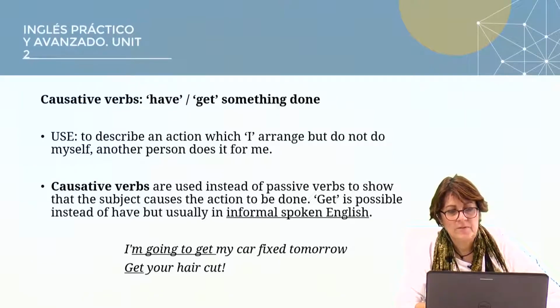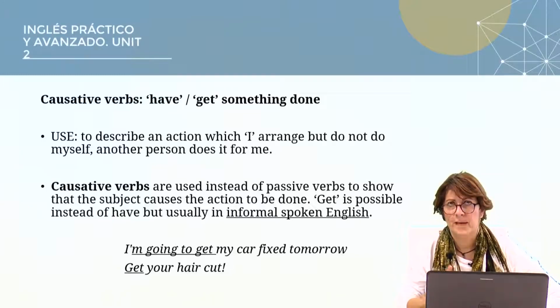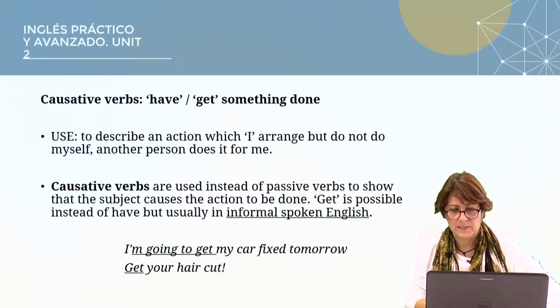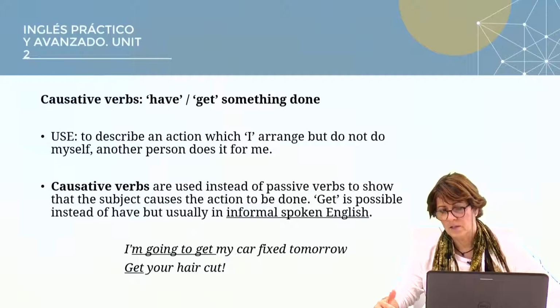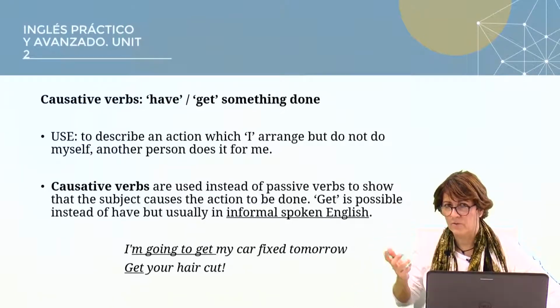The causative verb have and get something done. Probably you have heard about this. I always ask the same question. What is the difference between I cut my hair, or I have my hair cut, or I paint my house, or I have my house painted? The problem is that if you take scissors and you cut your hair, it is I cut my hair. But if you go to the hairdresser and someone cuts your hair, you don't cut your hair, you have your hair cut. If you paint your house, you paint your house.